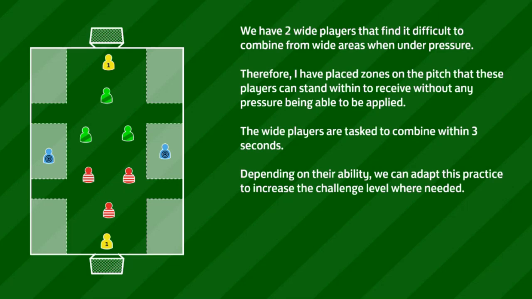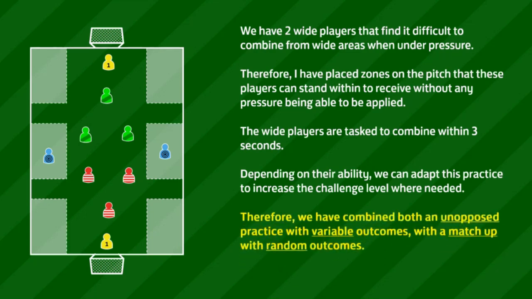So I may change the size of the zones. I may change the rules after 3 seconds. Someone can come and engage with them and try and take the ball off them. So therefore, within this practice, we have combined both an unopposed practice with variable outcomes. So we're doing same things, different conditions, with a matchup with random outcome, which is different things, different conditions. So all players have been supported within one practice.